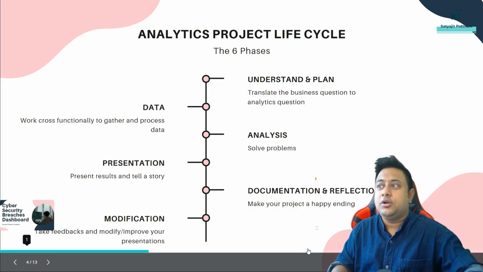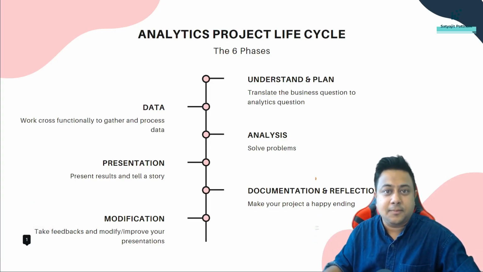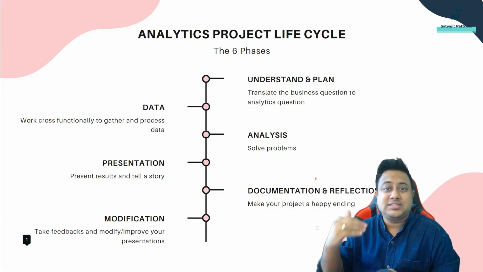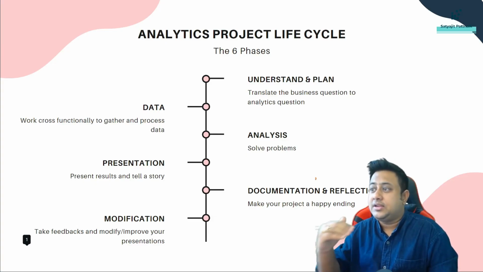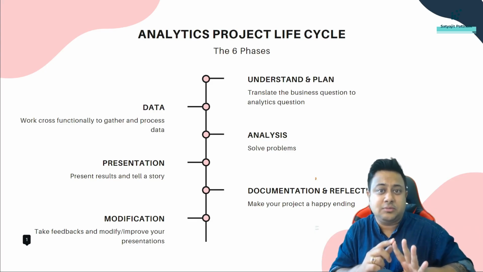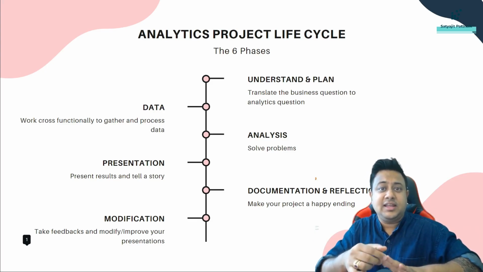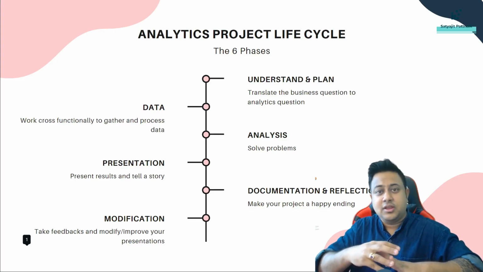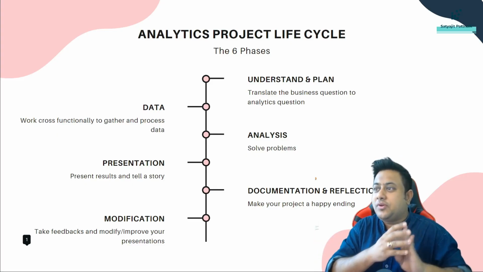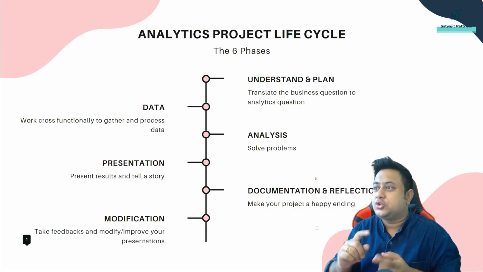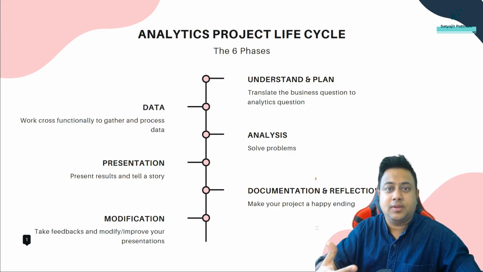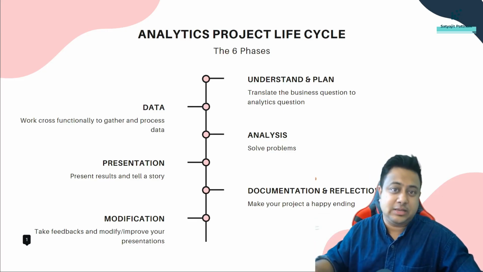Now, moving on to the analytics project lifecycle. This is how the analytics project lifecycle happens. There are 6 major phases. A couple of minutes ago, I talked about 4 major steps, right? Business understanding, data understanding, EDA, and dashboard creation. This is a more detailed version, and the 4 phases are part of these phases as well. The first phase is understanding and planning, where you try to understand the problem and then plan what should be the next steps.